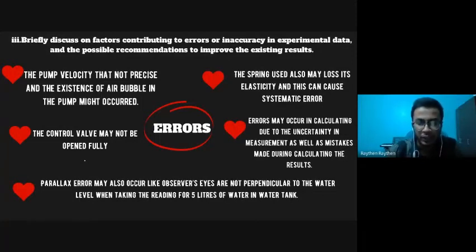the experimental result. Next one, the spring used also may lose its elasticity and this can cause systematic error and all the readings will be wrong. Last but not the least, errors may occur in calculating due to the uncertainty in measurement as well as mistakes made during calculating the results.